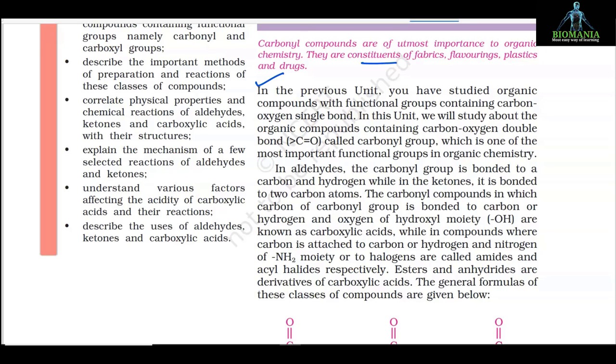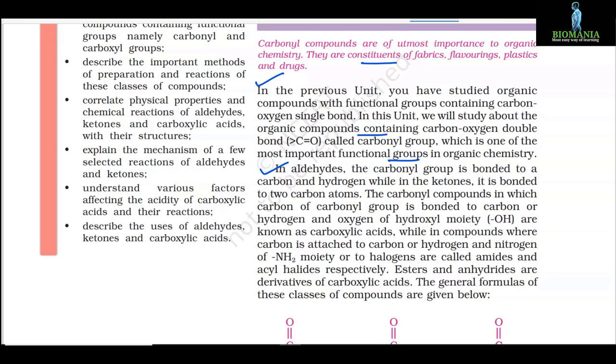In the previous unit, you have studied organic compounds with functional groups containing a carbon-oxygen single bond. In this unit, we will study organic compounds containing a carbon-oxygen double bond, called the carbonyl group, which is one of the most important functional groups in organic chemistry.